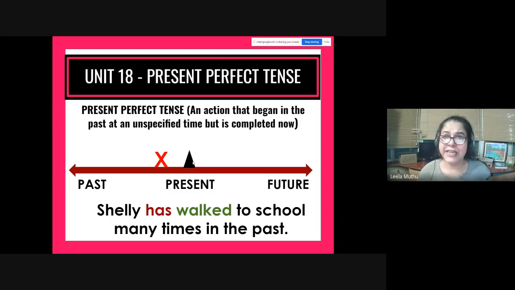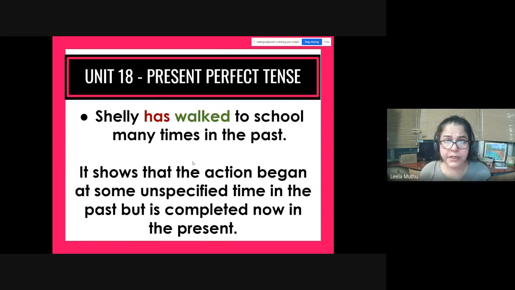Okay. So Shelly has walked to school many times in the past. So she started doing the action in the past. She walked, she completed it, and it's finished. Now she doesn't walk to school many times anymore like she did before in the past. Okay, so a more detailed explanation. It shows that the action began at some unspecified time. We're not giving any date when the action happened. We're just saying that Shelley has walked to school many times in the past. But now she's not walking anymore. The action is over. Okay, it's completed now.